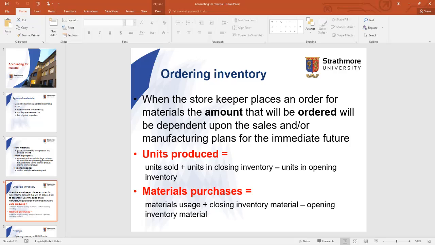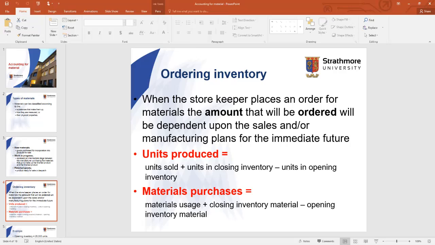When the storekeeper places an order for materials, the amount that will be ordered will be dependent upon the sales and the material to be consumed during the production process. For example, you may want to work backward and determine that within the next month, the month of November, how many units are we intending to sell as a company? We intend to sell 10 units. Therefore, how much must we produce this month in order to satisfy the demand of 10 units that we will be selling in the next month?